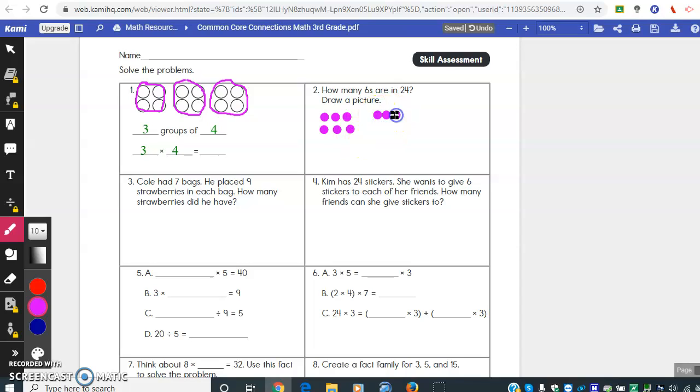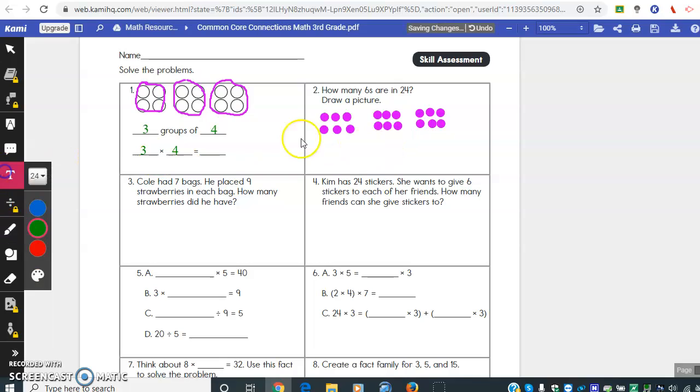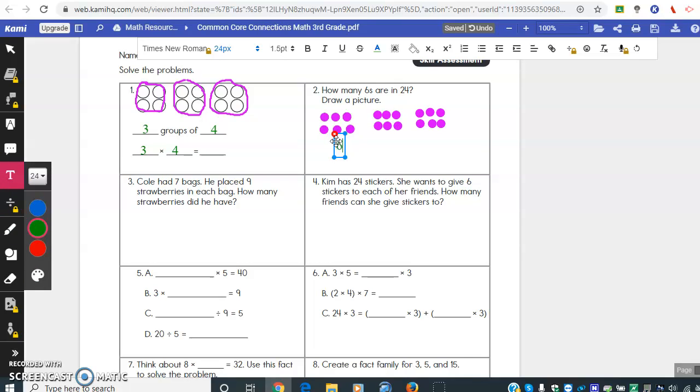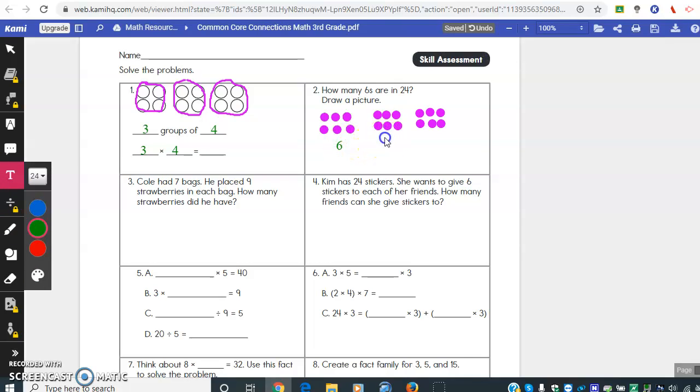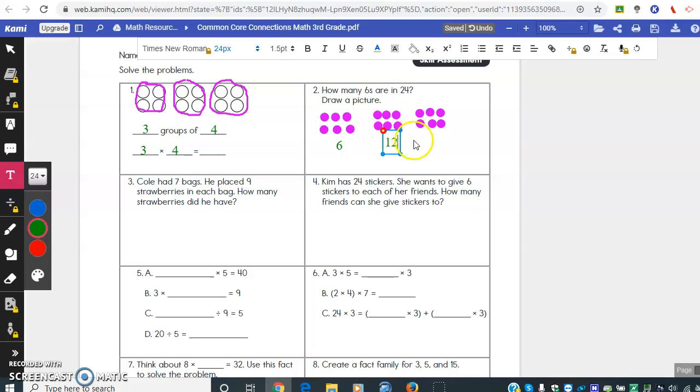1, 2, 3, 4, 5, 6. Now I've got 2 groups of 6. 6 and another 6, that makes 12. I need to keep going because I'm trying to find out how many 6s there are in 24. If I make another group of 6, I now have 18. I can write those underneath. This is 6. 6 more makes 12. 6 more makes 18.